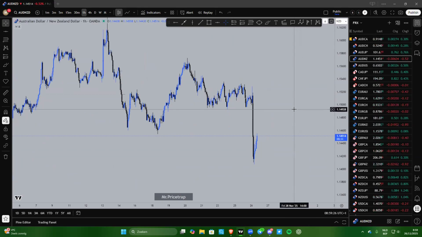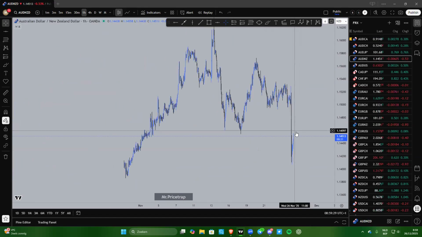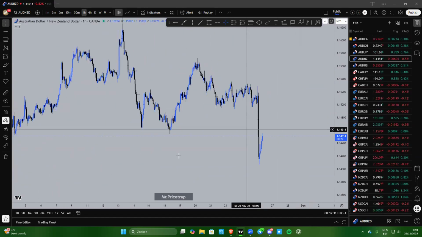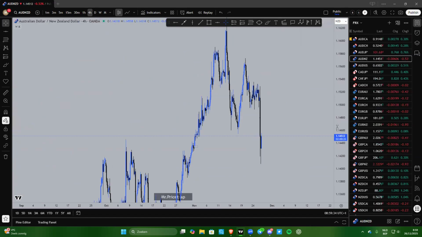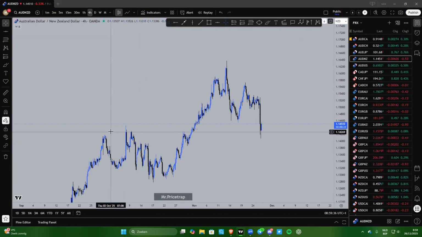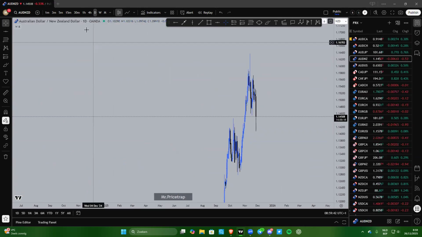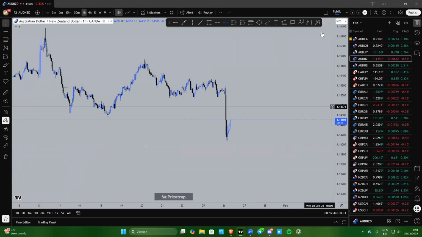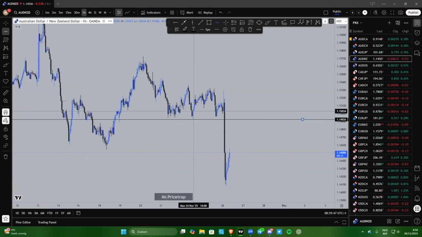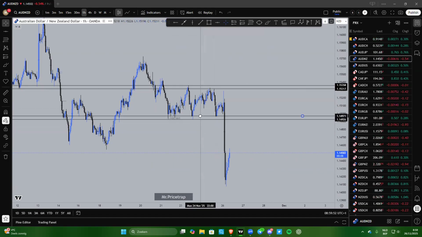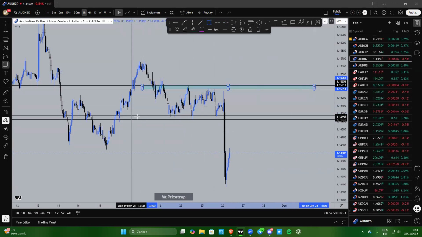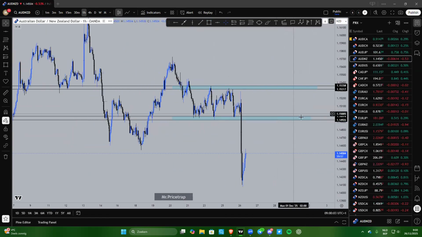AUD/NZD, this was a price from yesterday, but it dropped like crazy. We broke out to the downside though, so we do have a direction. Oh, we reacted beautifully on this 4-hour support zone, but still room to the downside. Let me put it on there. So the one from yesterday also. And let's see if we can get a proper retest out of this. The downside direction is confirmed in my opinion because of the massive breakout.